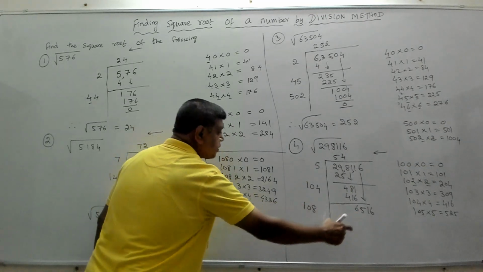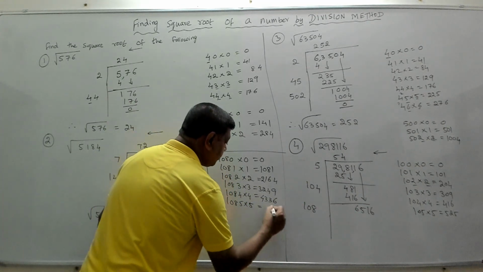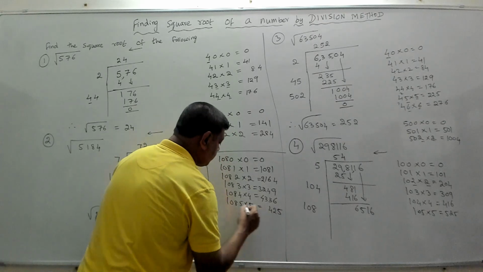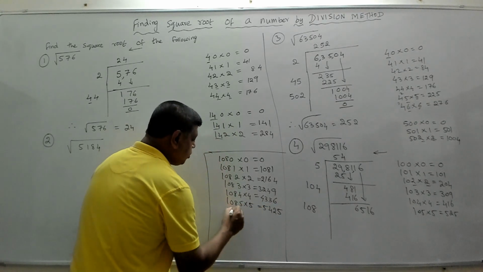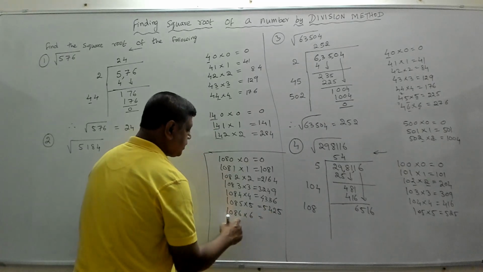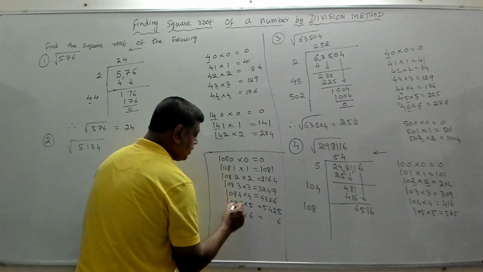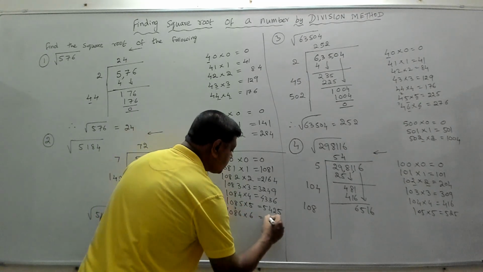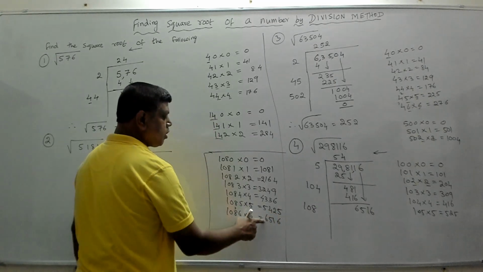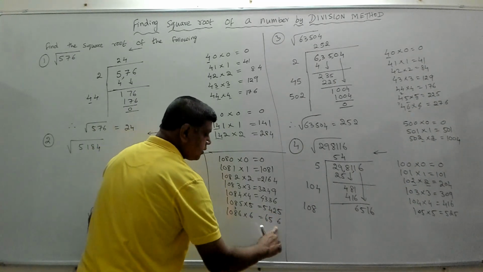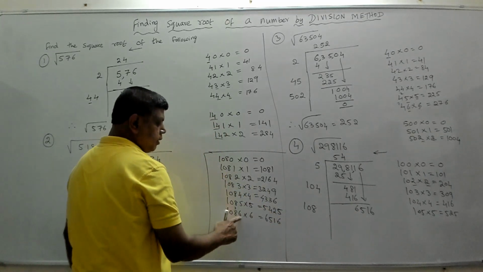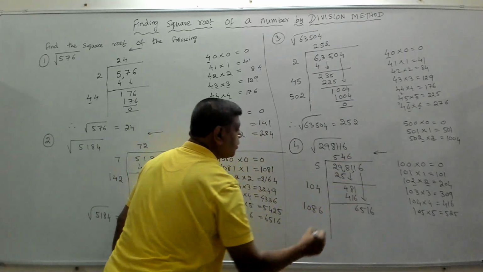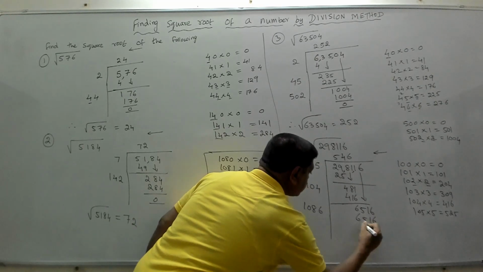We have to do till we get 6516. Now 5 5s are 25. Carry 2. 5 8s are 40, 42. So 42. Then 5 ones are 5. Again 1086 into 6. 6 6s are 36. Carry 3. 6 8s are 48 plus 3 is 51. Carry 5. 6 into 0 is 0, 0 plus 5 is 5. 6 ones are 6. Now we must stop here because we got 6516. Which is this. So how many times? 6 times. 1086 into 6 is 6516. The remainder is 0.